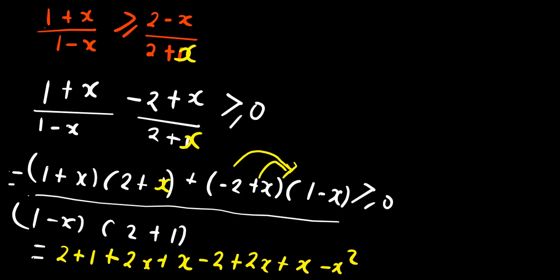So what are we going to have now? When we multiplied 1 by everything in the brackets, this was supposed to be 2 plus x. Then when we multiply x by everything in the brackets, we're supposed to have 2x, which is that. Then x multiplied by the x was supposed to have an x squared here. This whole expression divided by this should be greater than or equal to 0.